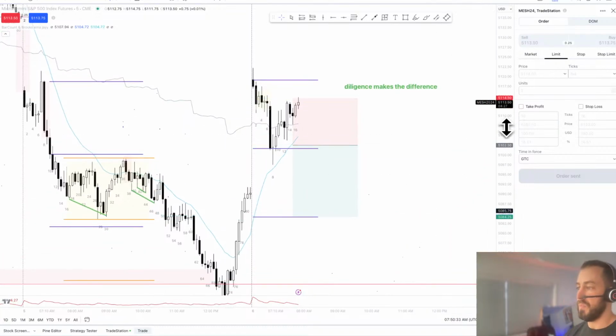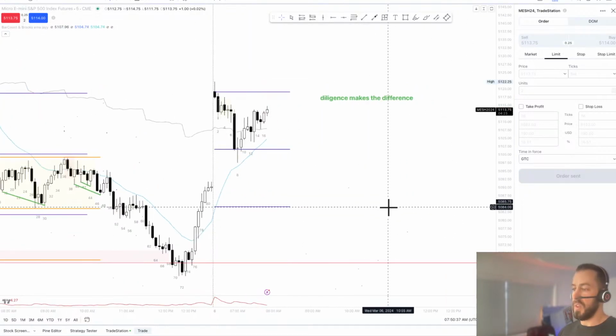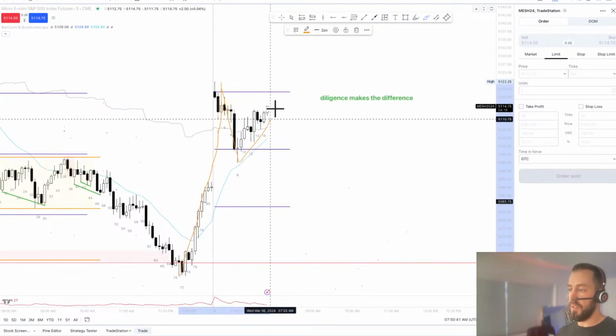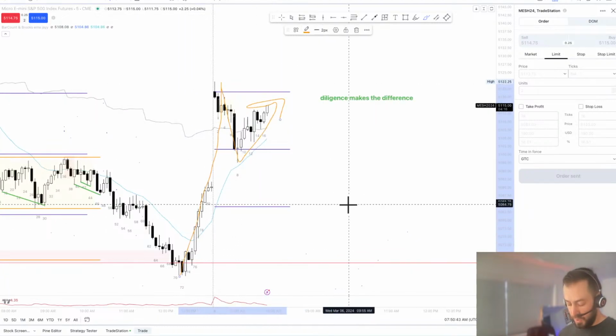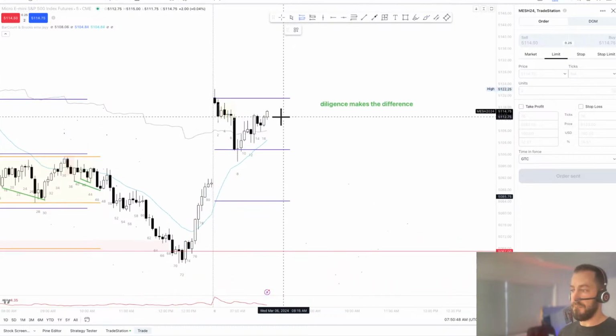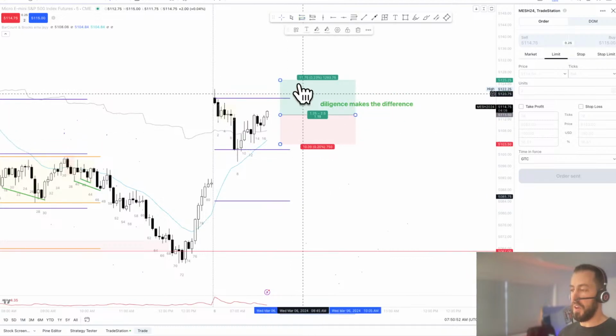Okay, so reassessing now. We've got evidence for the bull case, okay? Bulls getting the breakout to the upside for trend resumption. We can put our stop here.